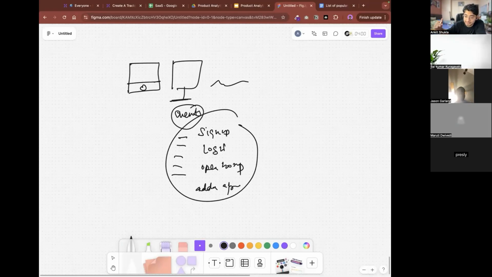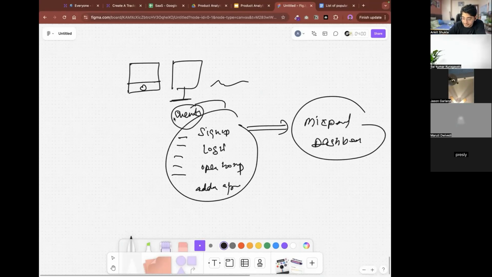The developer will go to the Mixpanel website. They will read its code, and then they will make sure that all of these events are sent to your Mixpanel dashboard. And these events need to be defined mostly by the product managers.